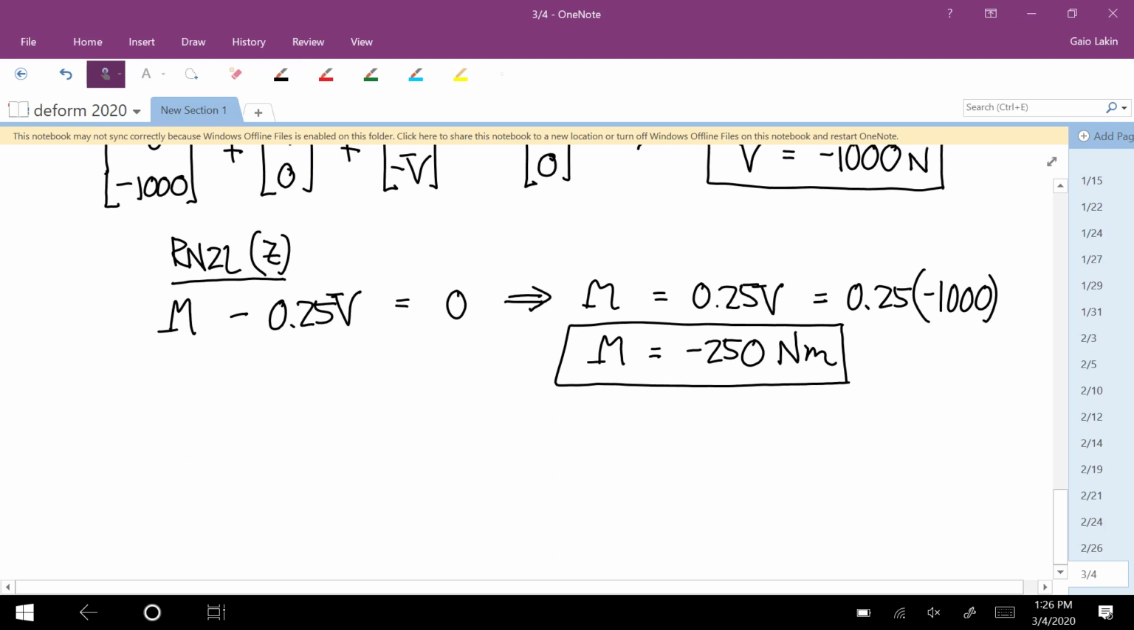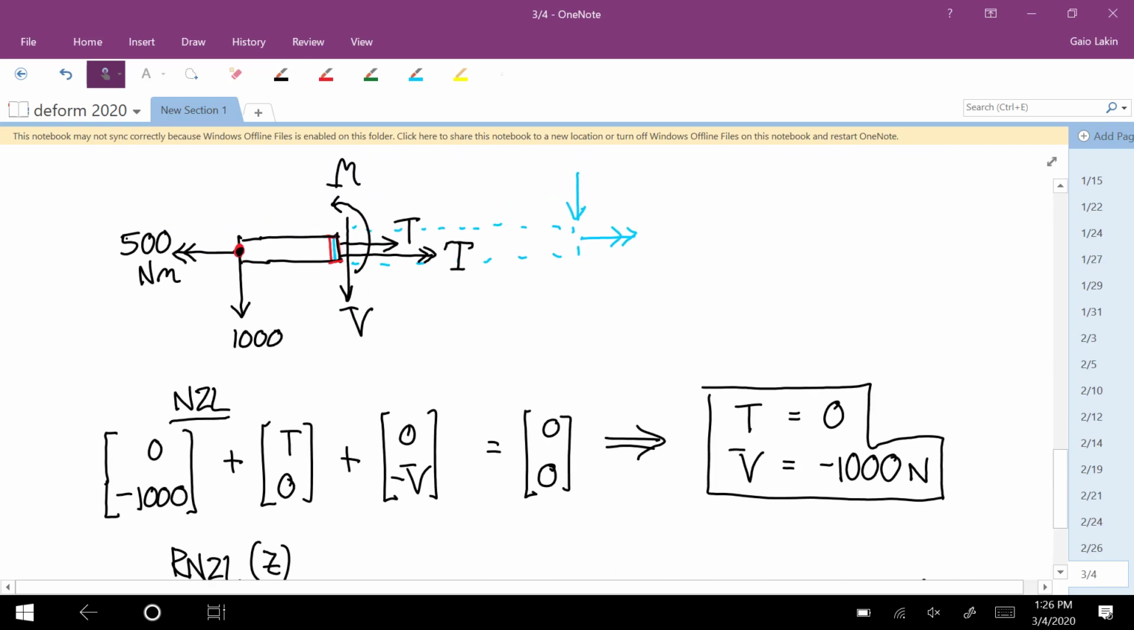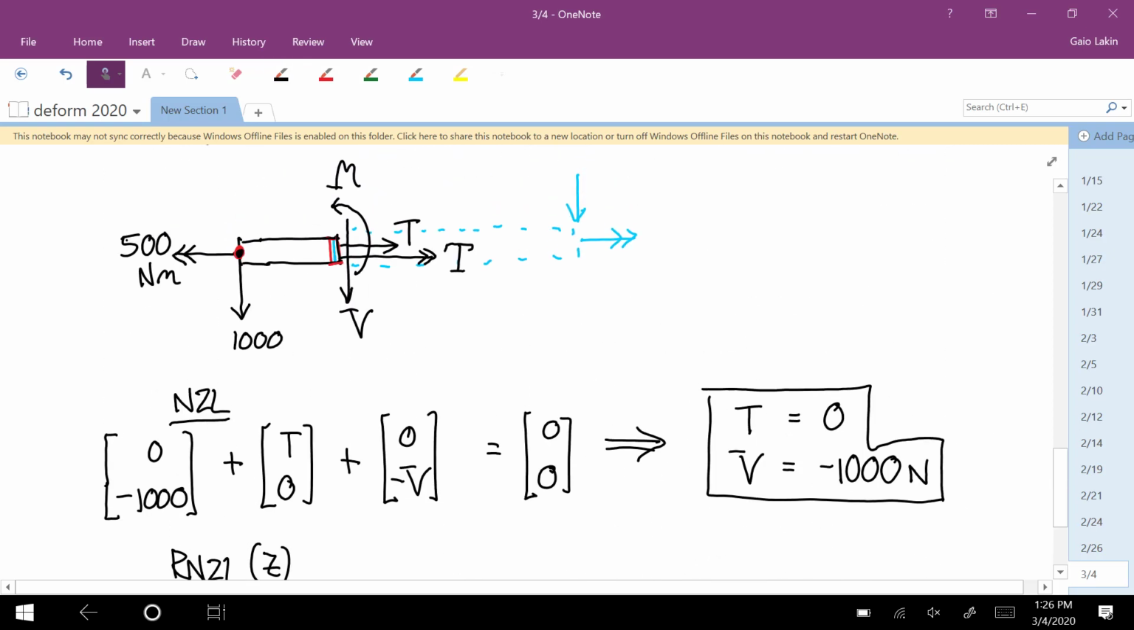Any questions about that one? And then the last one is we have to do the x component of the moment equation. Since we're assuming that this beam has no thickness, and we're going to keep doing that for these calculations, all we're ever going to be dealing with are these couples along the x direction. So all we have is a 500 Newton meter couple in the negative x direction and a positive T couple in the x direction. Those are the only things that produce moments about the x-axis.